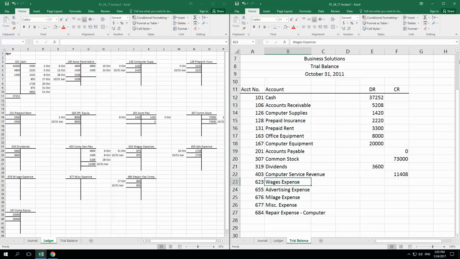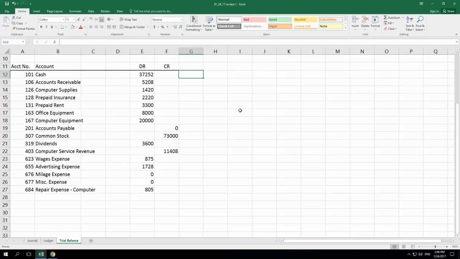Okay. So we're going to put those in. Wages was $875. Advertising was $1728. There's no mileage, no miscellaneous, and computer repair is $805. Okay. So we just pulled those over. That could be called posting to the trial balance. You might want to call it that. And then what we want to do is we want to get the totals, right? So we're going to get the total.